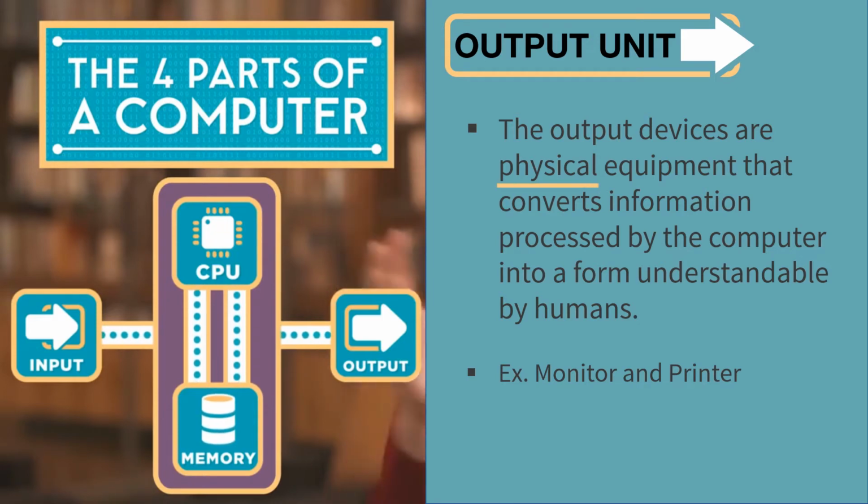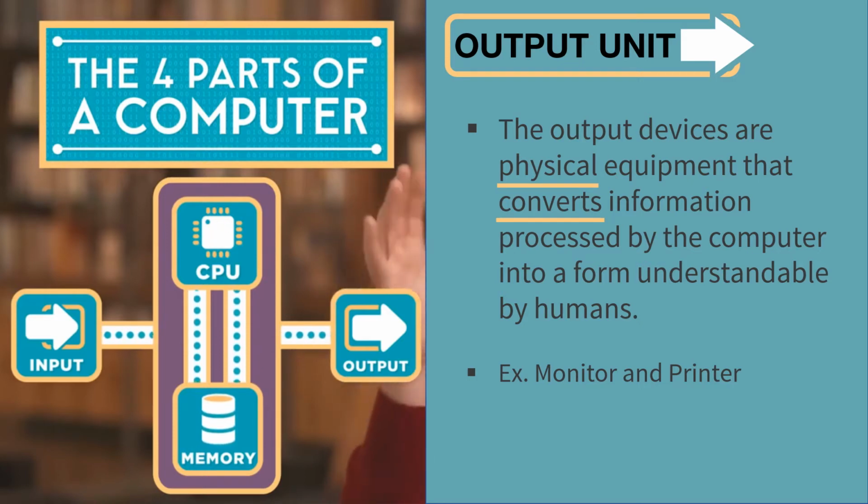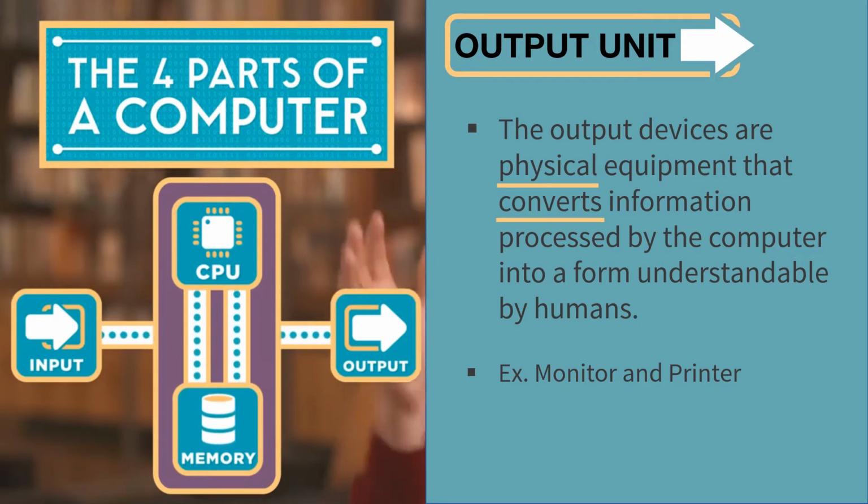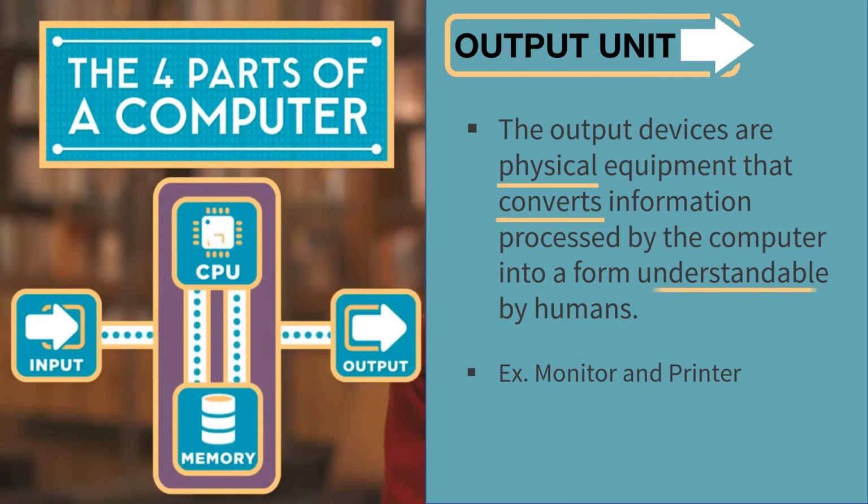So it is physical because it's made of hardware. It converts the machine readable form into human readable form. In the form of 1 and 0 converted into text is the basic example of conversion of the output unit. So it passes by the computer into a form understandable by humans. Basic examples of the output unit are the monitor and the printer.